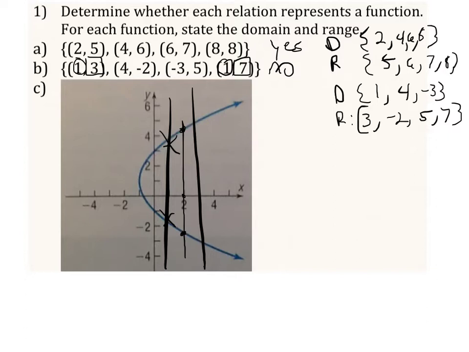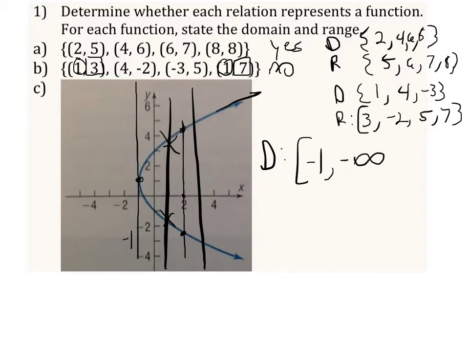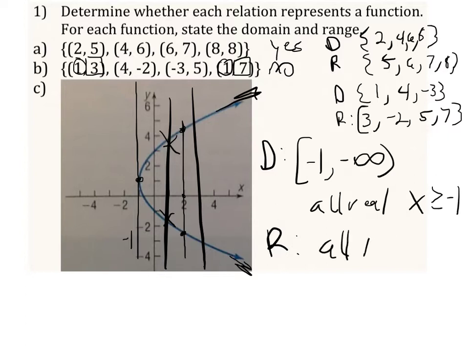If I was looking at the domain, I would say, well, it looks to hit about -1, and it looks like it includes -1, so the domain for C would be including -1 and shooting off to -infinity, or all real x greater than or equal to -1. And then the range, well, I don't see any reason why any y value shouldn't be able to happen. There's no asymptotes, and it looks to me like any y value could come out of this thing, so I would say all real.